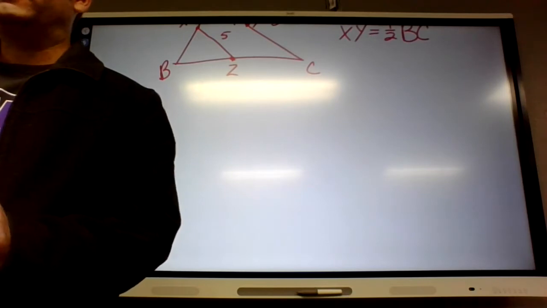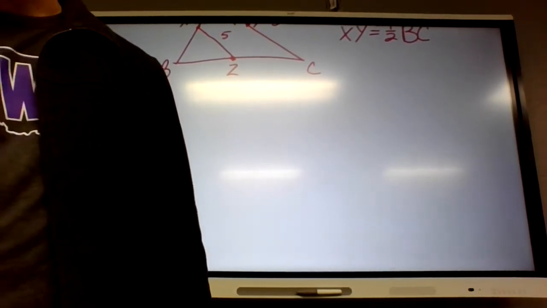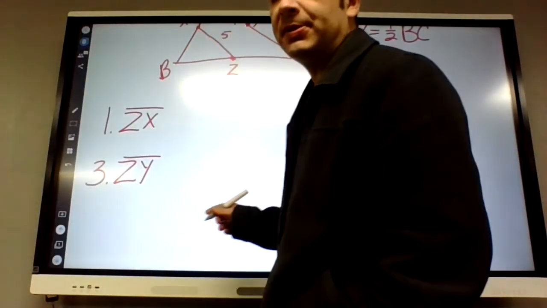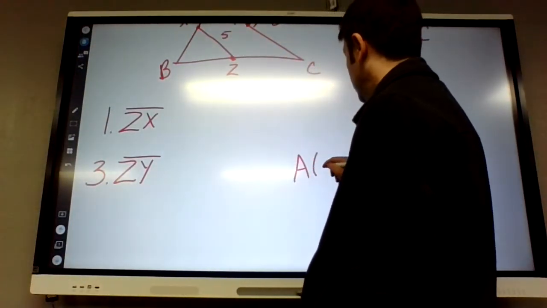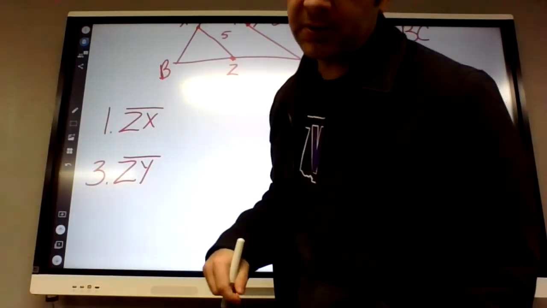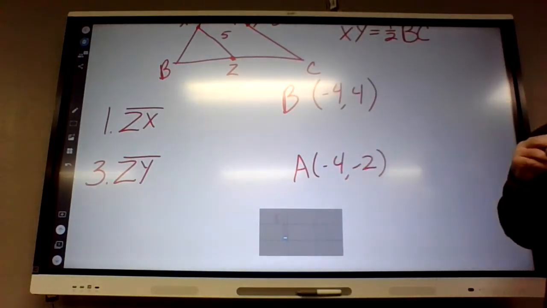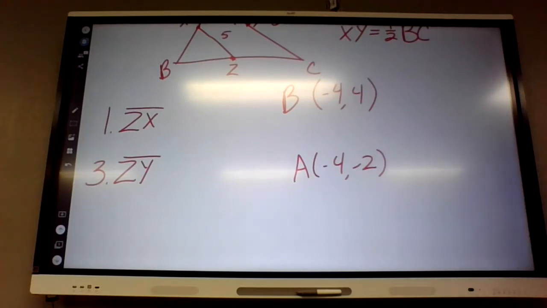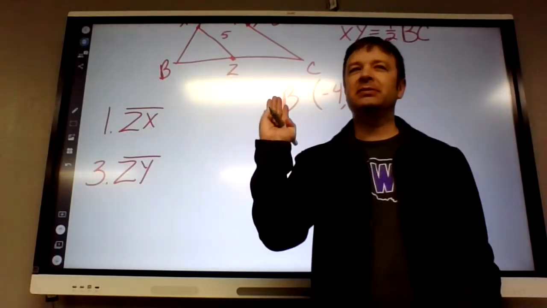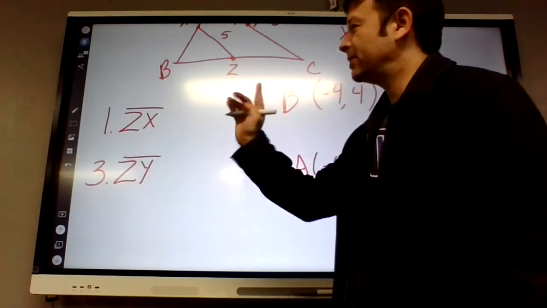Number 5 says find the slope. How do we find the slope from A to B? So A is at -4, -2, and B is up here at -4, 4. How do we find the slope between 2 points? Slope formula. Before I do the slope formula, does anybody happen to remember what the slope of a vertical line was? It's either none or can't happen. Okay, let's find out.